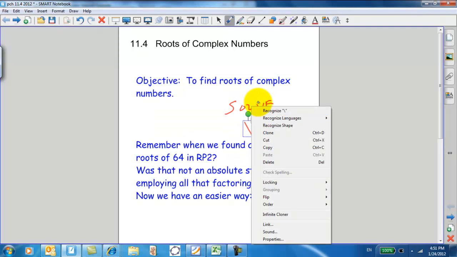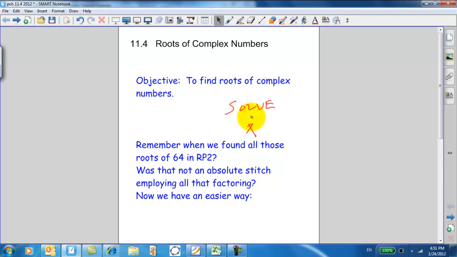Remember that? Oh my gosh, x to the 6th equals 64. Was that not an absolute stitch employing all that factoring? Now we have an easier way. But first, for those that want to relive the pain, let's go through that so you can see the pros and cons of this new system.